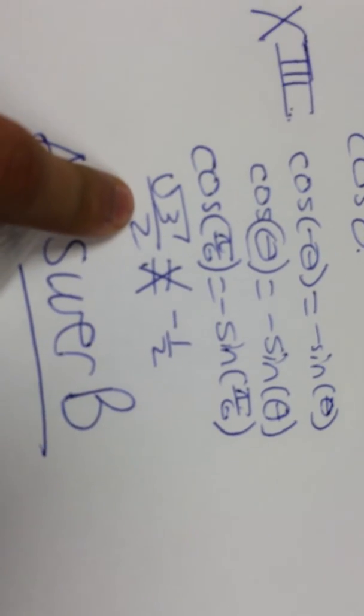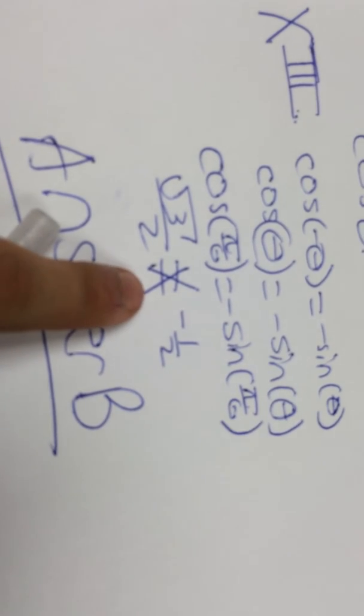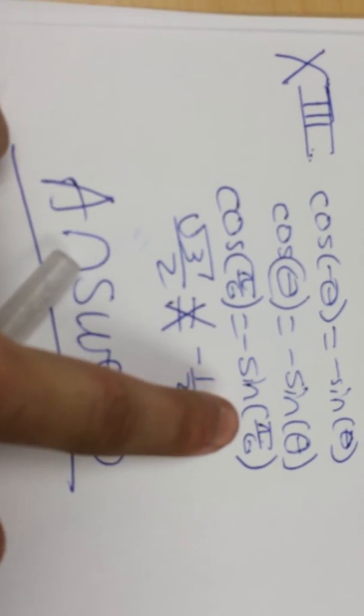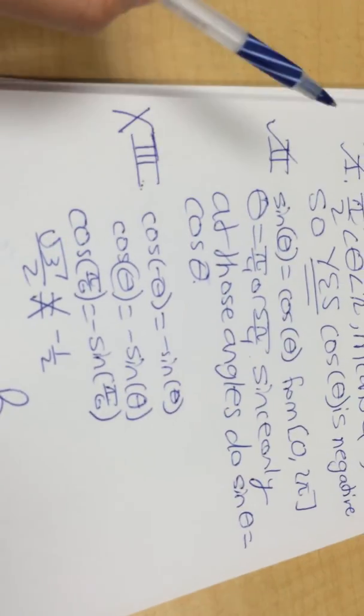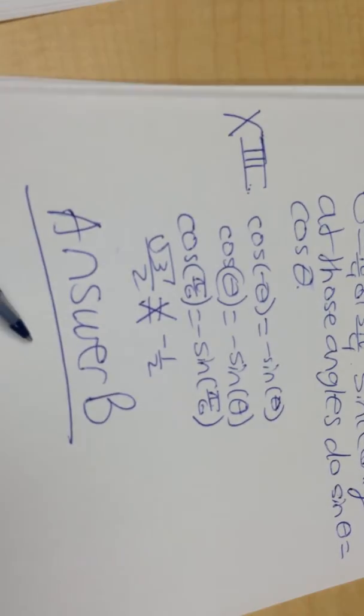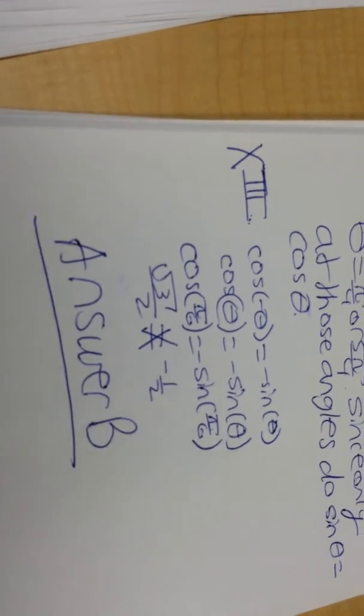Cosine pi over 6 is root 3 over 2. That certainly does not equal negative 1/2. So therefore, statement 3 is not true. Statements 1 and 2 are true, so answer choice B is the correct answer.